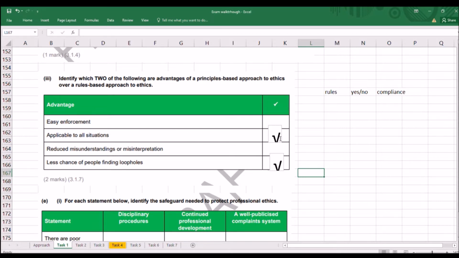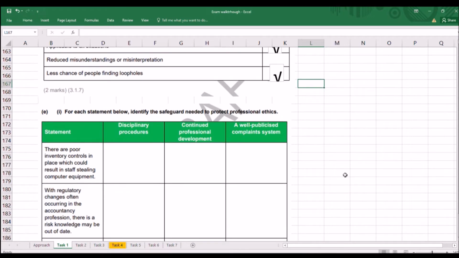So applicable to other situations and less chance of finding loopholes. The other two are about the advantages of a rule-based approach. For each of the statements below, identify the safeguard needed to protect professional ethics. So poor inventory and controls resulting in staff stealing, so a threat to our integrity.